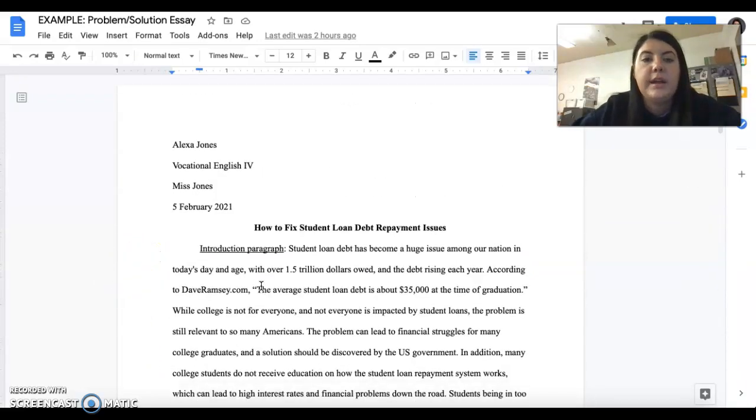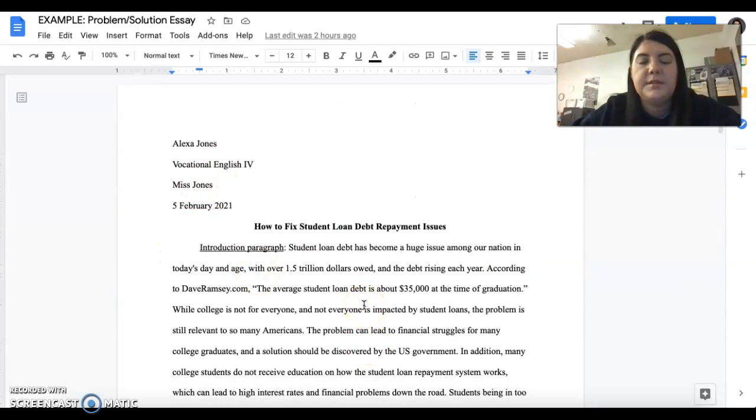So go ahead and read through my example. I didn't want to read through all parts with you because you can do that yourself, but I did want to highlight a couple things.